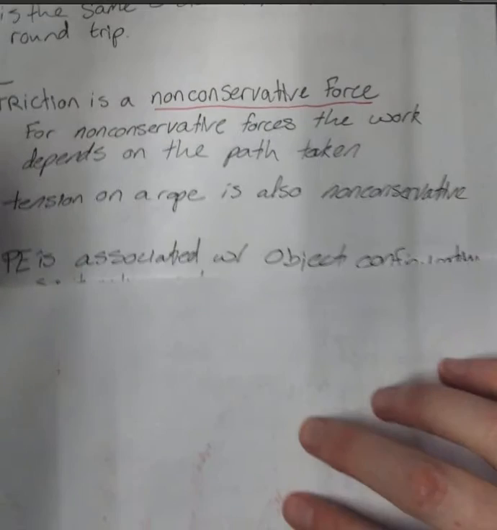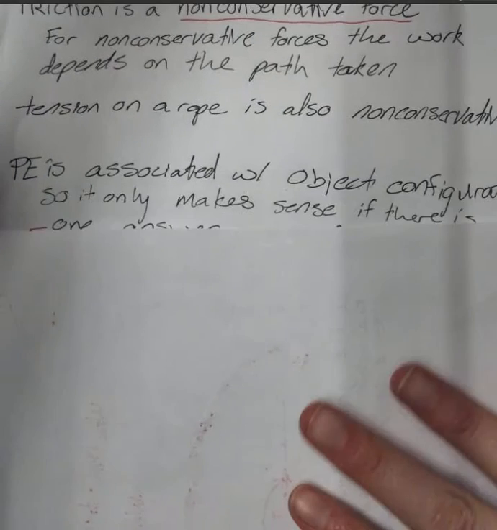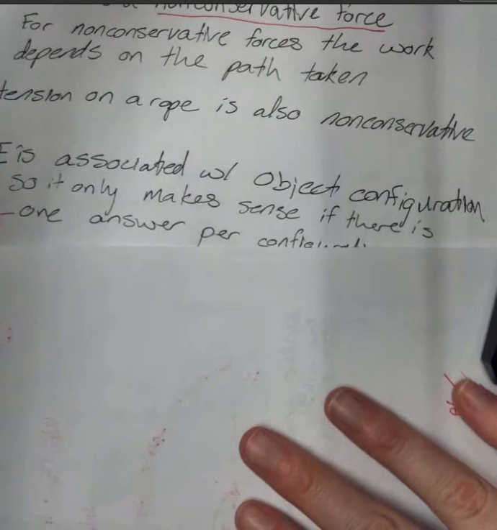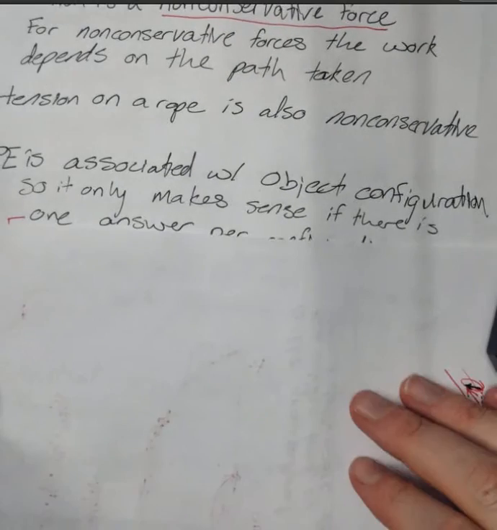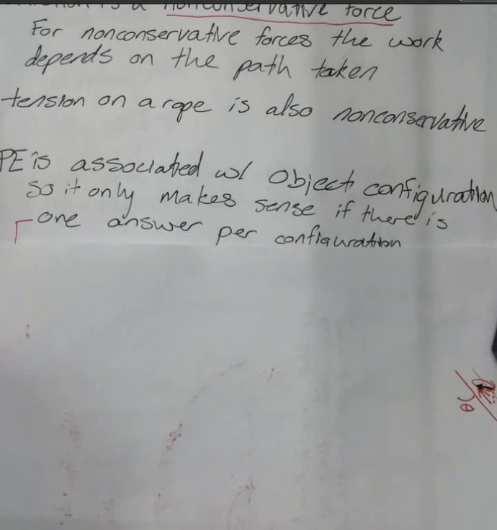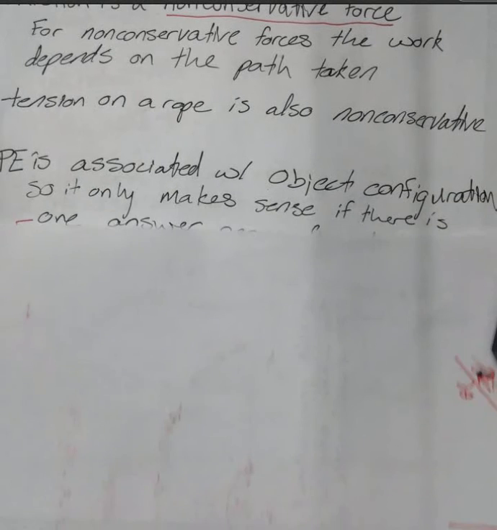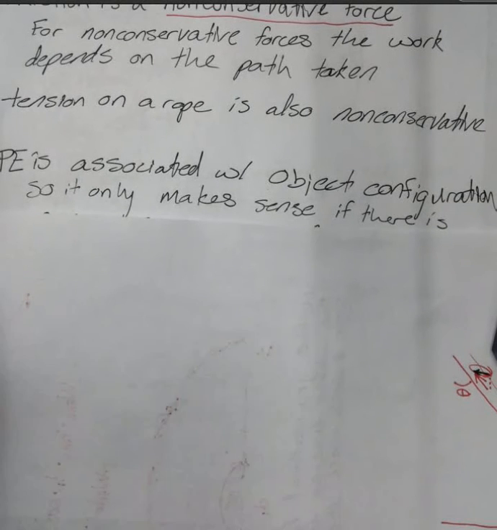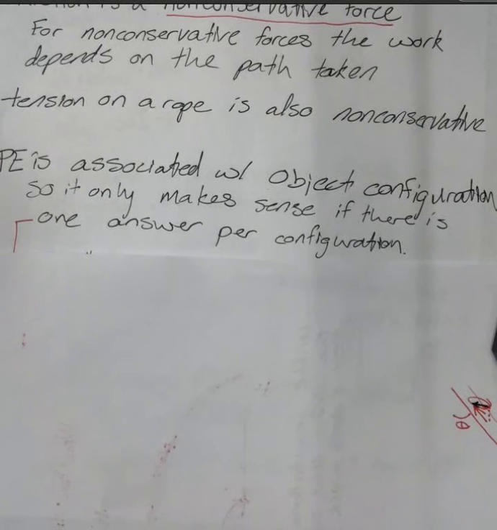So we can kind of break this down, and we can say that the potential energy is associated with an object's configuration, right? If we lift a box up relative to the ground, that object will have a different potential energy than if it were lower or higher. So it makes sense that there's only one answer per configuration, right?